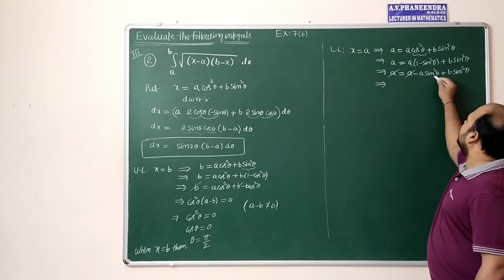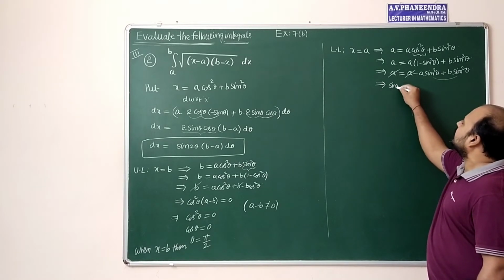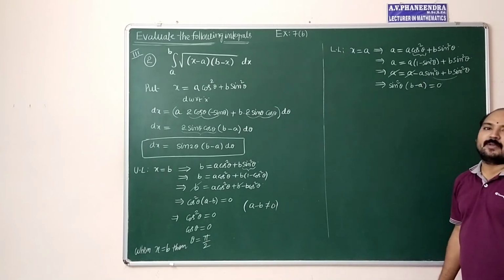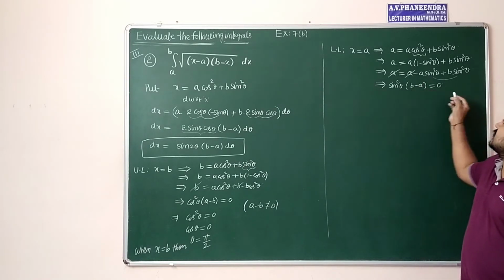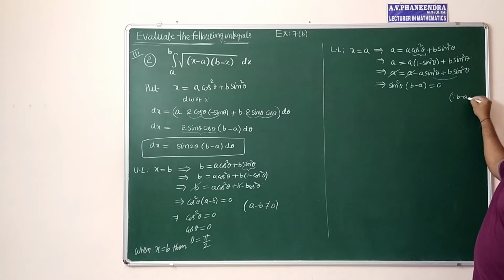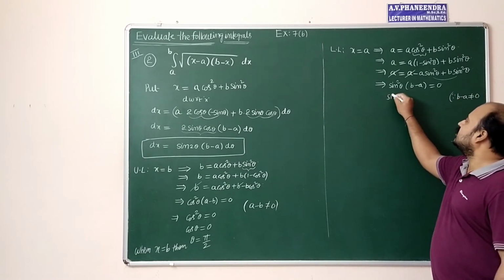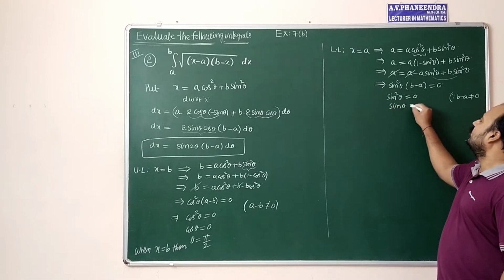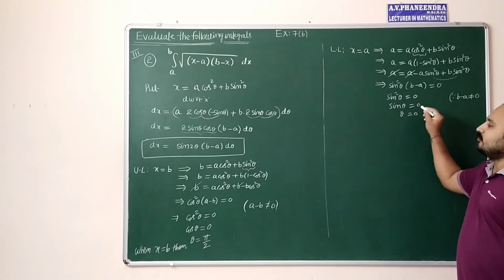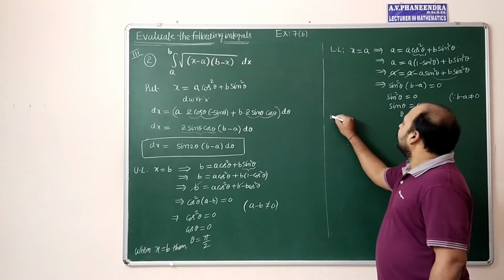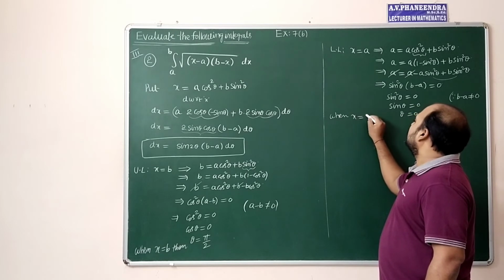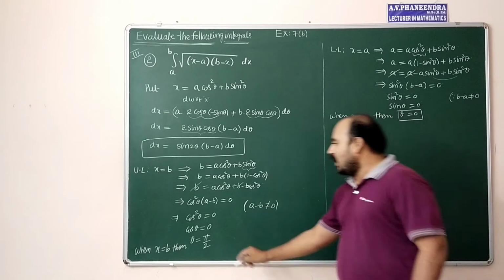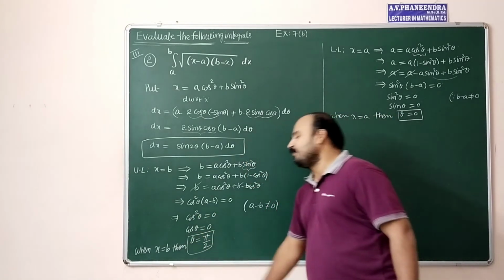That implies sin square theta take common from these two: sin square theta into (b minus a) equal to 0. Here also the same case arises. Anyway, b minus a should not be equal to 0. So obviously sin square theta equal to 0. So sin theta equal to 0, then theta equal to 0. So when x is equal to a, theta equal to 0. Lower limit we got as 0, upper limit we got as pi by 2.